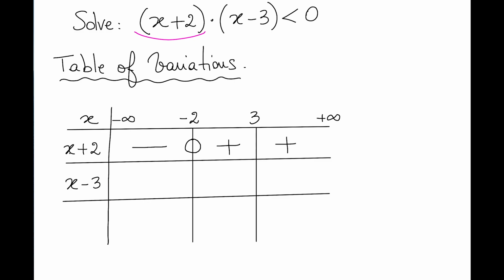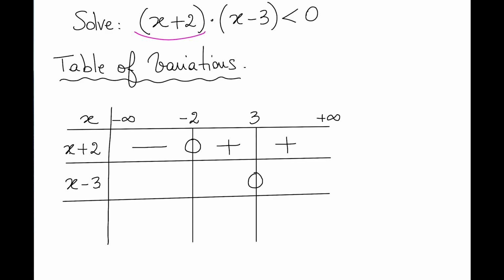Likewise, I'm going to play the game for x minus 3. x minus 3 neutralizes at 3, which means before 3 it is going to preserve a sign, and after 3 it is going to preserve a sign. Let's check what sign it preserves before 3. So take any number before 3 for x. Maybe 0. If you choose x to be 0, then x minus 3 is going to be minus 3, and hence the sign is going to be negative.